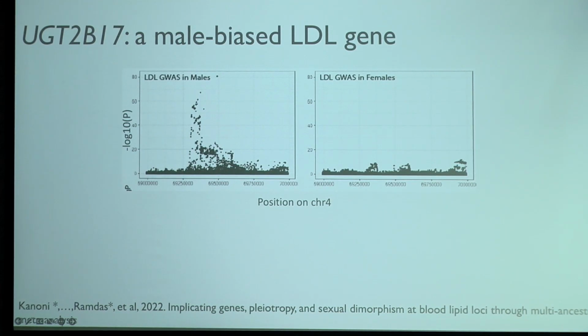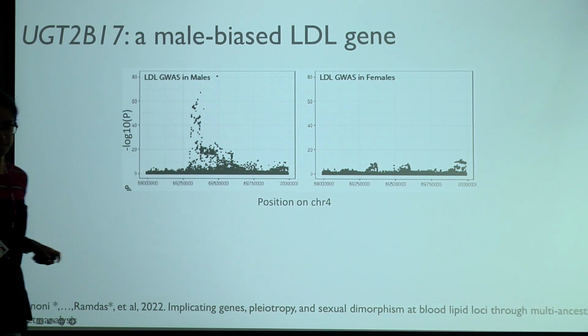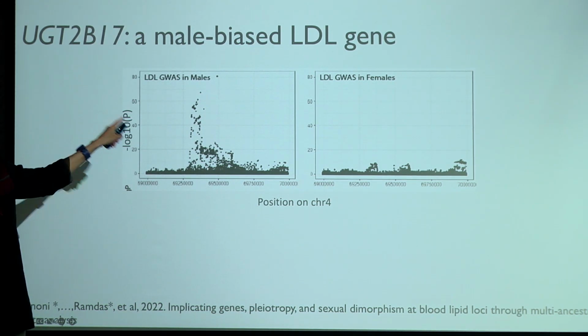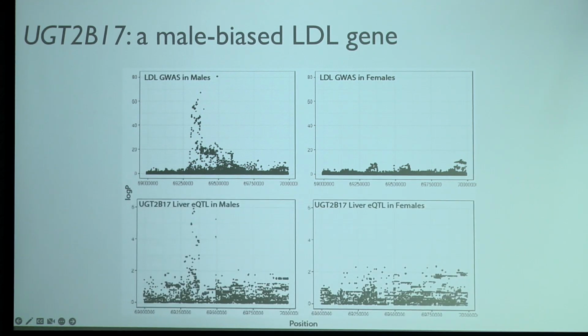I'm going to show you one of them. This is a gene called UGT2B17. This shows a GWAS signal for LDL at this locus. In females, the same plot with the same y-axis shows no signal at all. This is controlling for sample size, so it's not that sample size is the main reason for that lack of signal. What do we see at eQTLs for this gene?